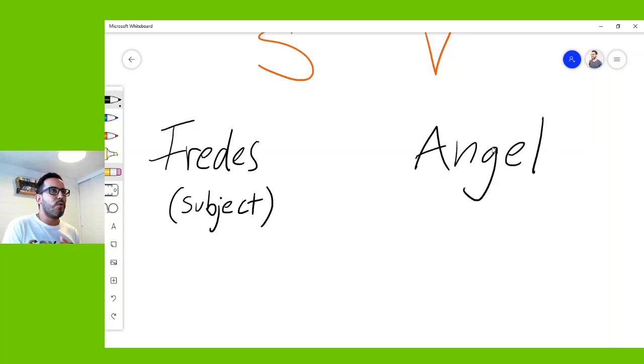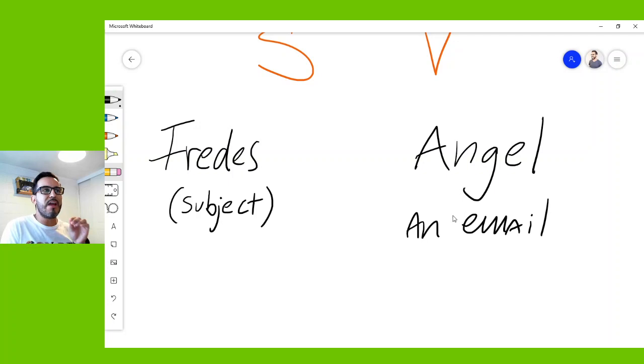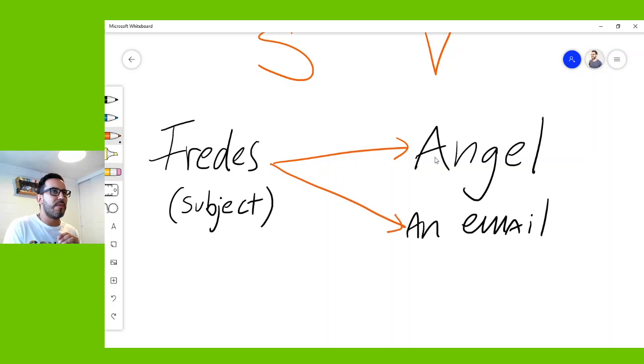Ella está interactuando con Ángel. Okay? There is an interaction between these two people. And Fredes also is interacting with an email. Okay, she's interacting with an email. So, here we have an interaction with Ángel and also an interaction with an email. Ángel is the indirect object, and an email is the direct object.